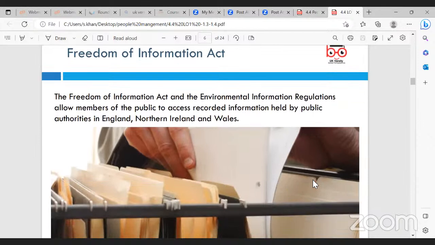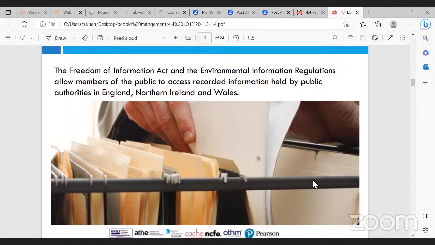Freedom of Information Act and Environment Information Regulations allow members of the public to access recorded information held by public authorities in England, Northern Ireland and Wales.